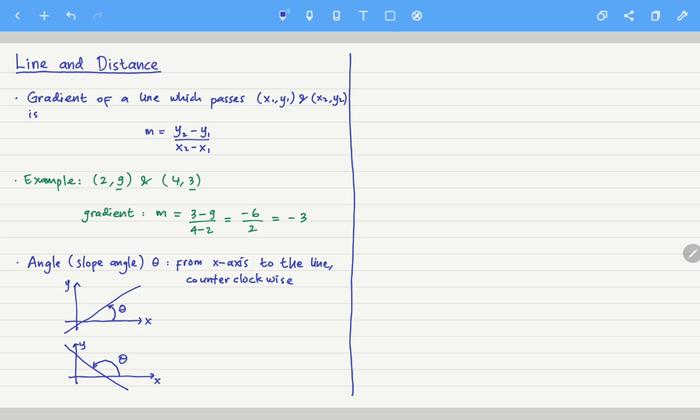And we also have the connection between the gradient and the angle. So we have the following relation: m is equal to tan theta.